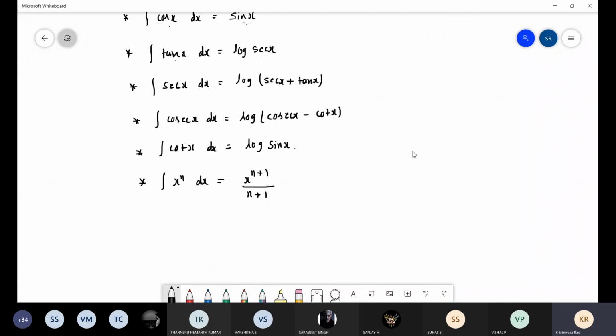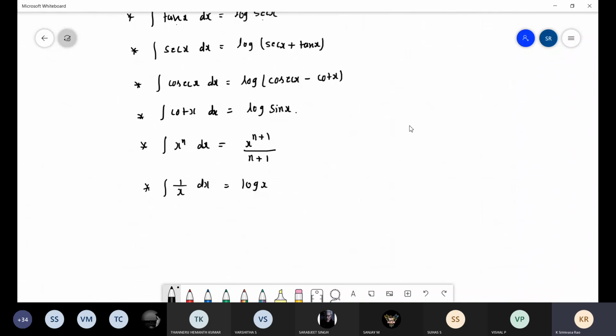And integration of 1 by x dx is log x. And whatever is required by parts: the integration of uv dx by parts means first function u into integration of v, minus integration of integration of v into d by dx of first function u. So this is integration by parts.